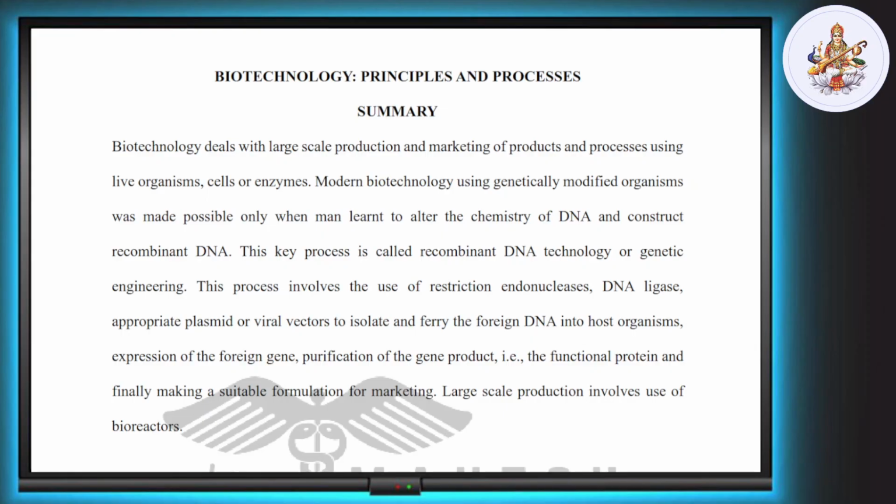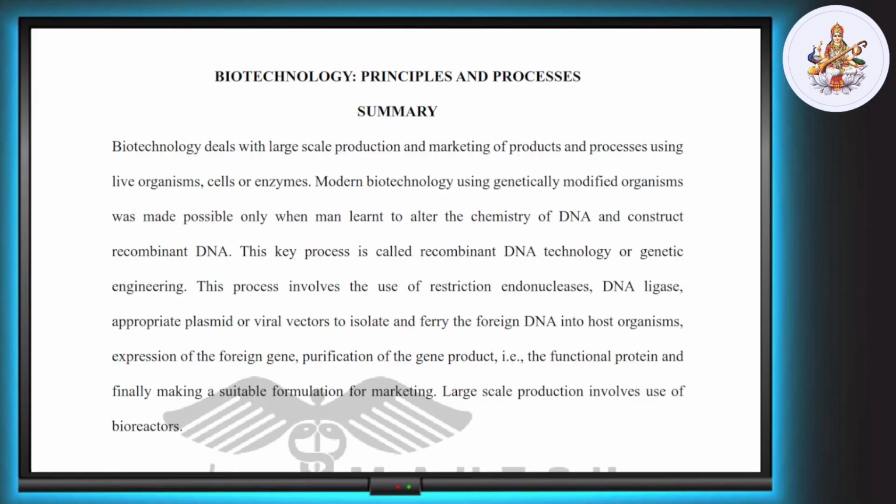Transformation of host cell. The recombinant DNA is then introduced into the host organism like bacteria or yeast. Expression of foreign gene. Once inside, the host machinery helps in the expression of the foreign gene, meaning it produces the desired protein or product. Purification of gene product. After production, the product, like insulin or antibiotics, needs to be purified for further use. Formulation. Finally, we prepare the purified product for marketing.